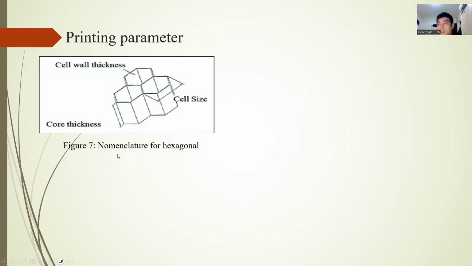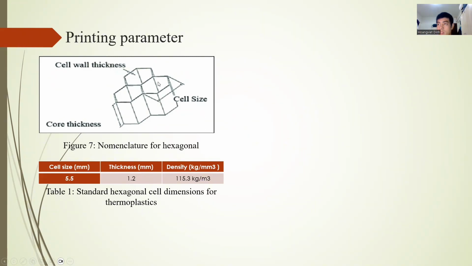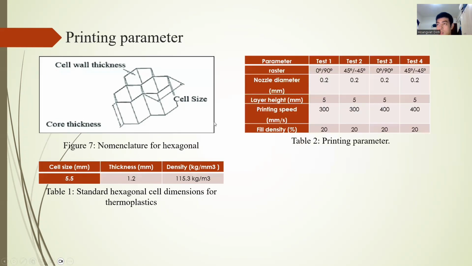The next page is printing parameters. Figure 7 is the honeycomb core. Table 1 is the dimensions of the honeycomb core. The cell wall thickness is 1.5 millimeters, the cell size is 5.5 millimeters, and the core thickness is 10 millimeters.